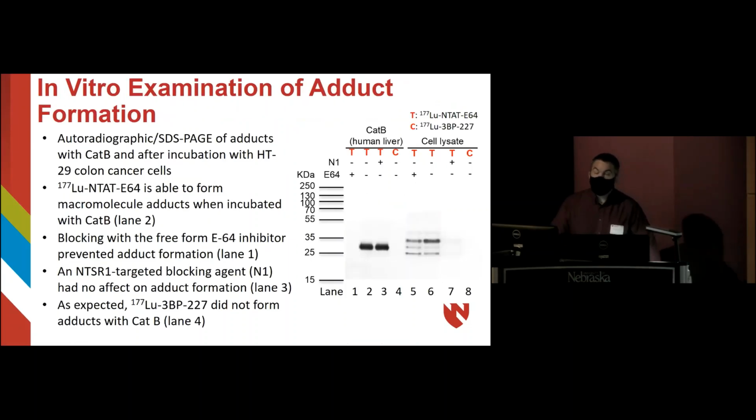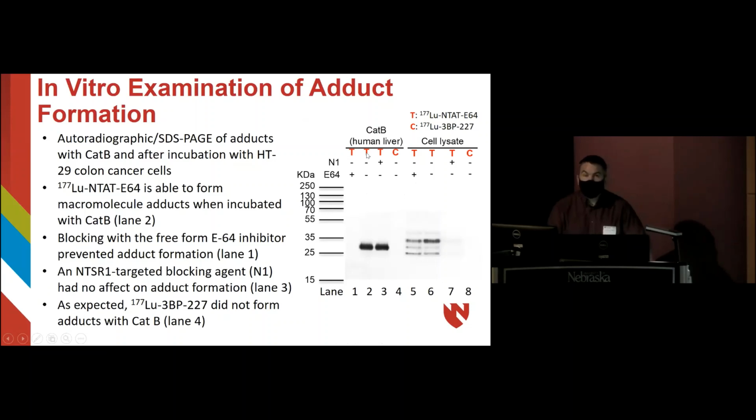So I'm not going to go through the synthesis or a lot of the in vitro characterization we do. We just don't really have the time, but I will show you some of the studies that we do that hopefully prove the point. So the INTAT is T and the 3BP is our control C.